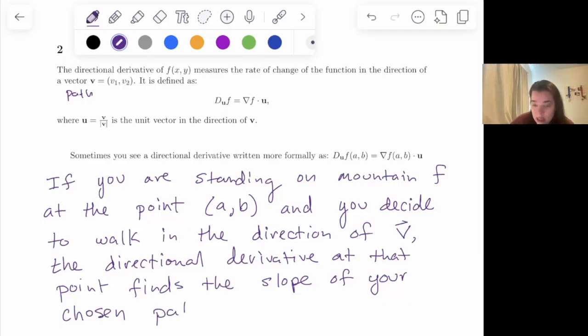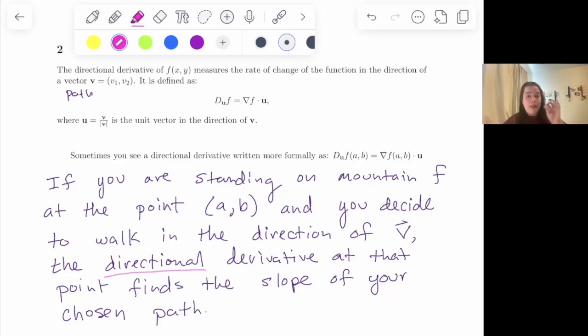Right? So you're standing on the mountain at a certain point, you see a trail, and you say, oh, that trail v, I'm going to walk up that trail and I just want to know what my slope's going to be. That's what the directional derivative will find for you. Hopefully the wording makes sense. Directional in that you're going to pick a certain direction, and then the derivative, meaning it's going to find your rate of change in that direction.